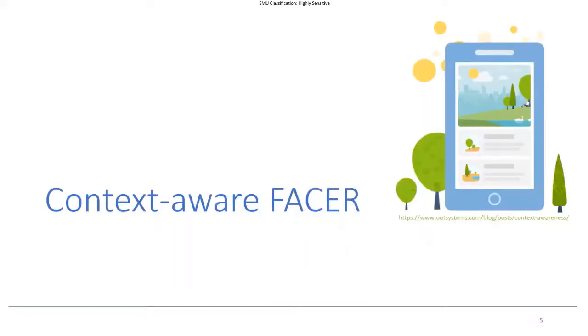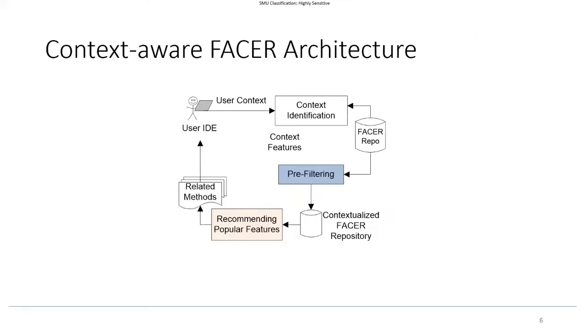So we introduced a novel context-aware, feature-driven API usage-based code example recommendation approach. With our FACER technique, we first identify a user's development context from the currently active file in the project. Next, in the pre-filtering step, we select the top K projects that are similar to the captured context and then calculate prediction scores for the popular features in those projects using collaborative filtering to make relevant code recommendations.